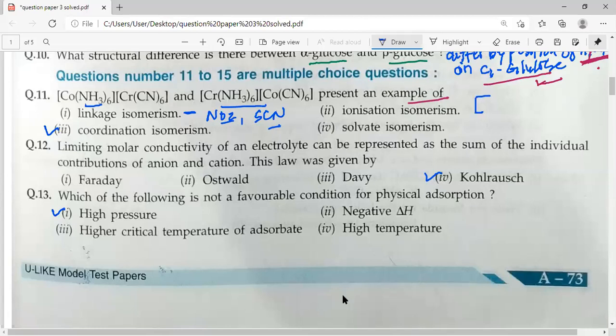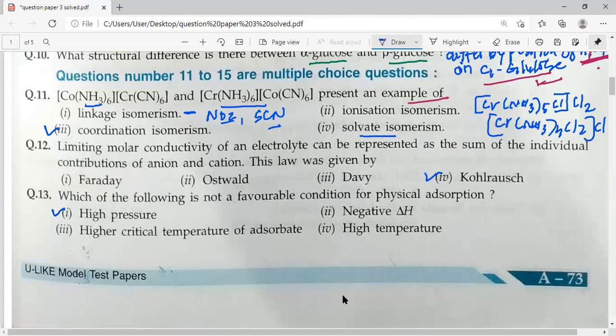Ionization isomerism differs by the number of ions. Suppose you have [Cr(NH3)5Cl]Cl2 and if you have [Cr(NH3)4Cl2]Cl, my dear students, these two will show the ionization isomerism.